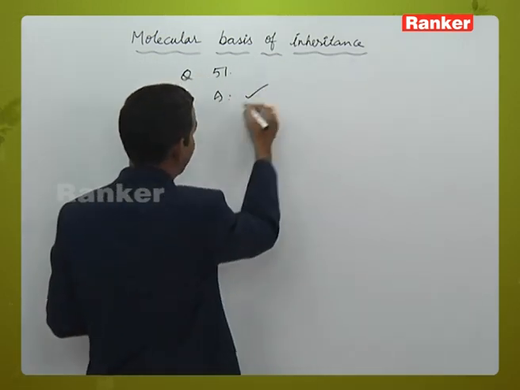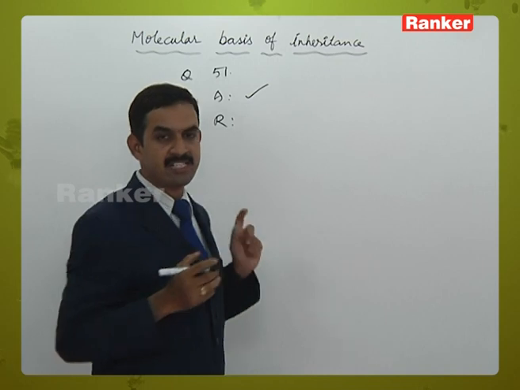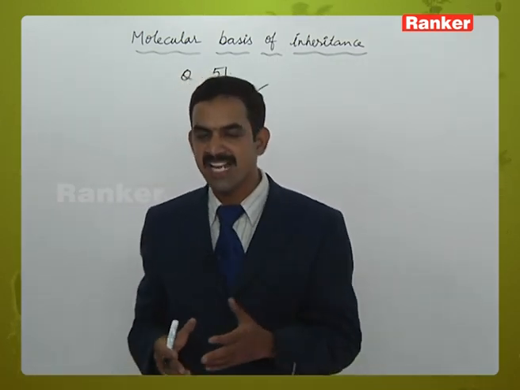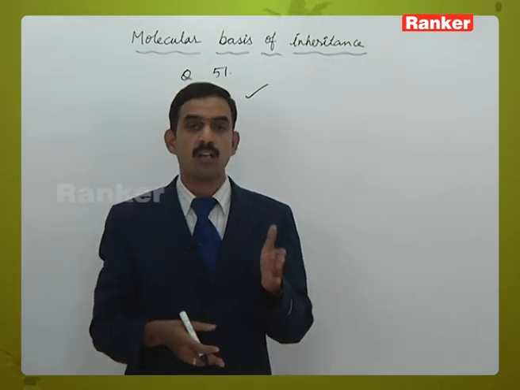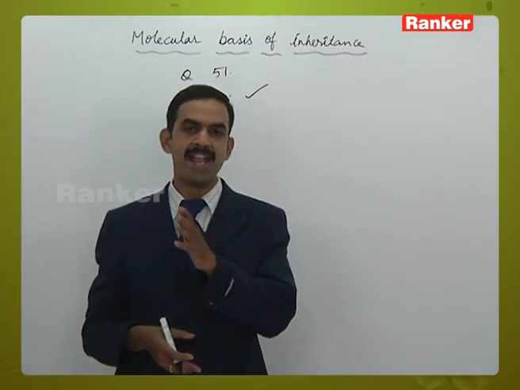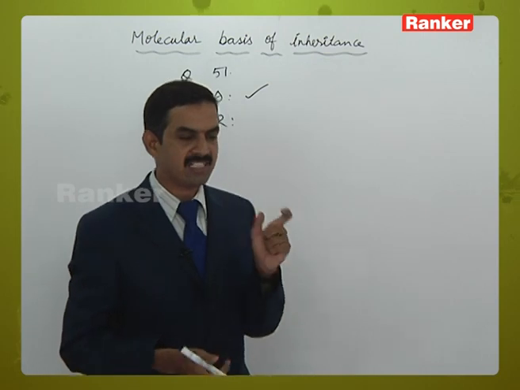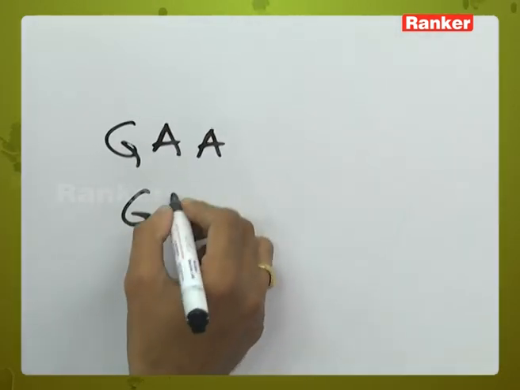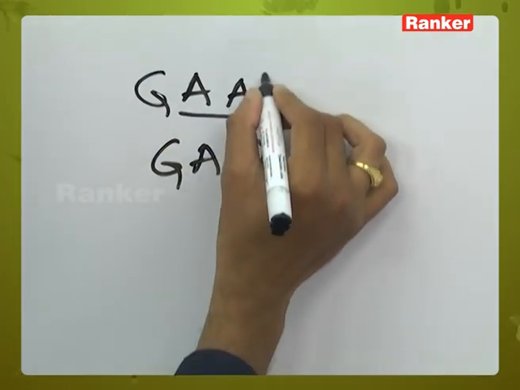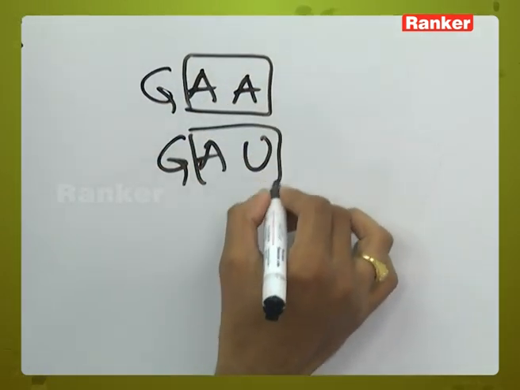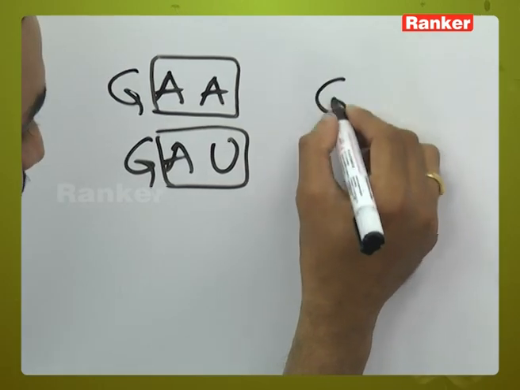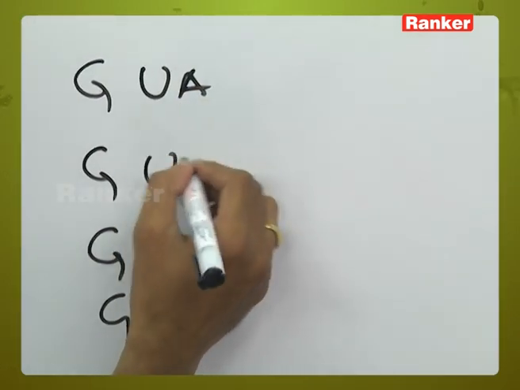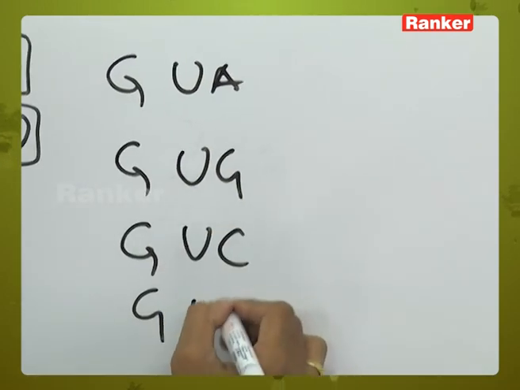So the assertion is correct. And when it comes to the reason, we already discussed that in human beings, sickle cell anemia is caused due to replacement of a single base pair. Like we already said, wherever GAA or GAU is there, this base pair is replaced with some other base pair. It may be replaced as GUA, GUG, GUC or GUU.